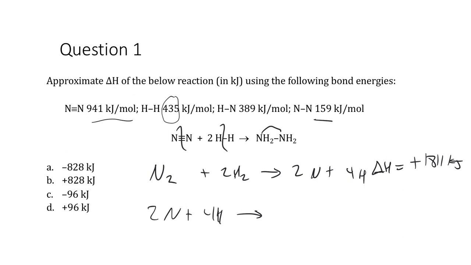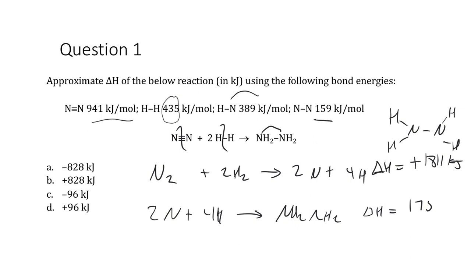There's one of that bond. And then there's 4 nitrogen-hydrogen single bonds. So I have 4 bonds that look like this. So I have 4 moles. Well, let me go to the product. Let me just write it out. NH2, NH2. And then the delta H here is going to equal 4 times 389. So 4 moles times 389 kJ per mole. And then plus the 159 kJ per mole times 1 mole.